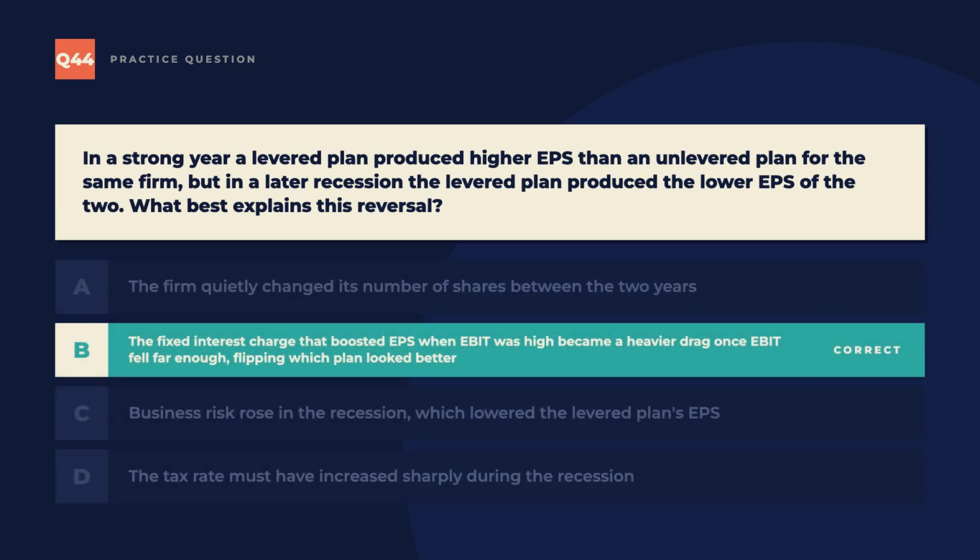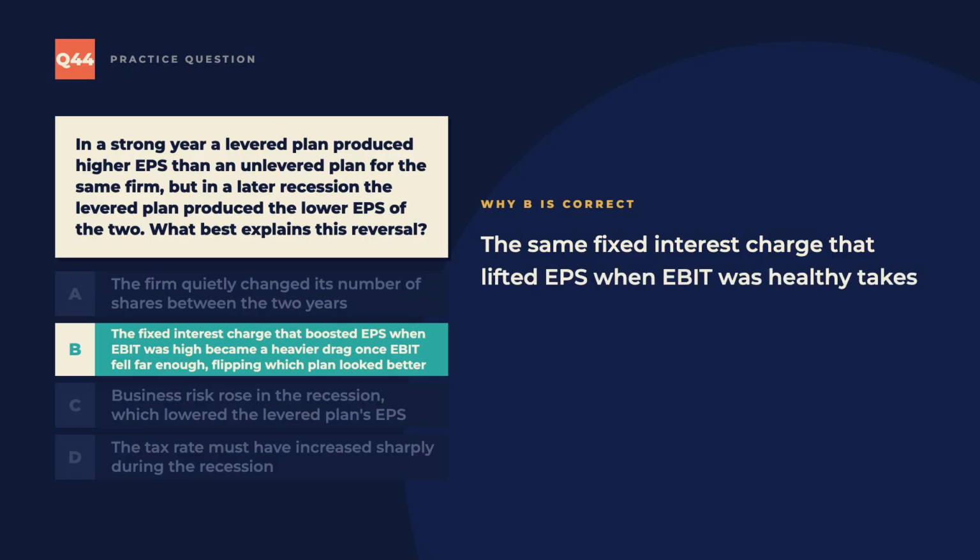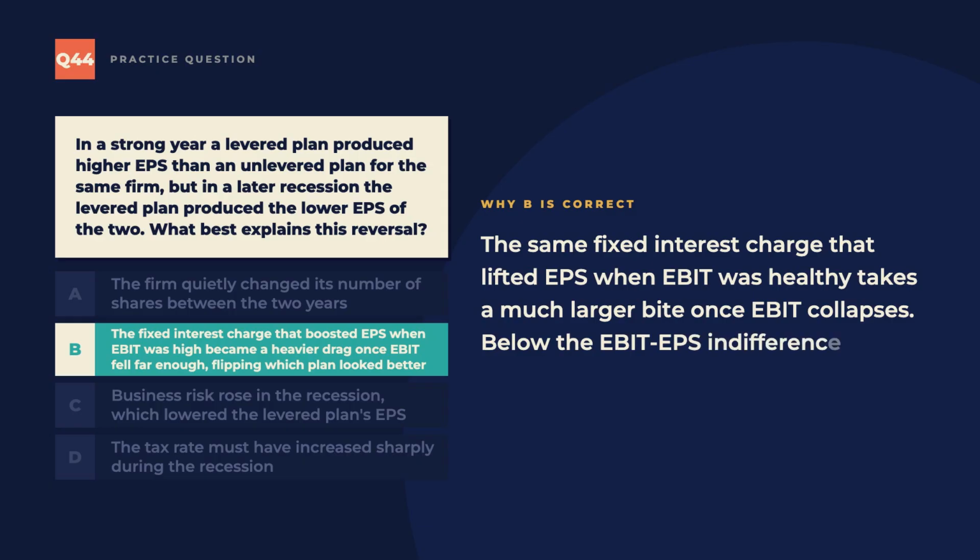The correct answer is B. The fixed interest charge that boosted EPS when EBIT was high became a heavier drag once EBIT fell far enough, flipping which plan looked better. B is correct because the same fixed interest charge that lifted EPS when EBIT was healthy takes a much larger bite once EBIT collapses. Below the EBIT-EPS indifference point, the ranking flips. So the levered plan that led in the good year trails in the downturn.